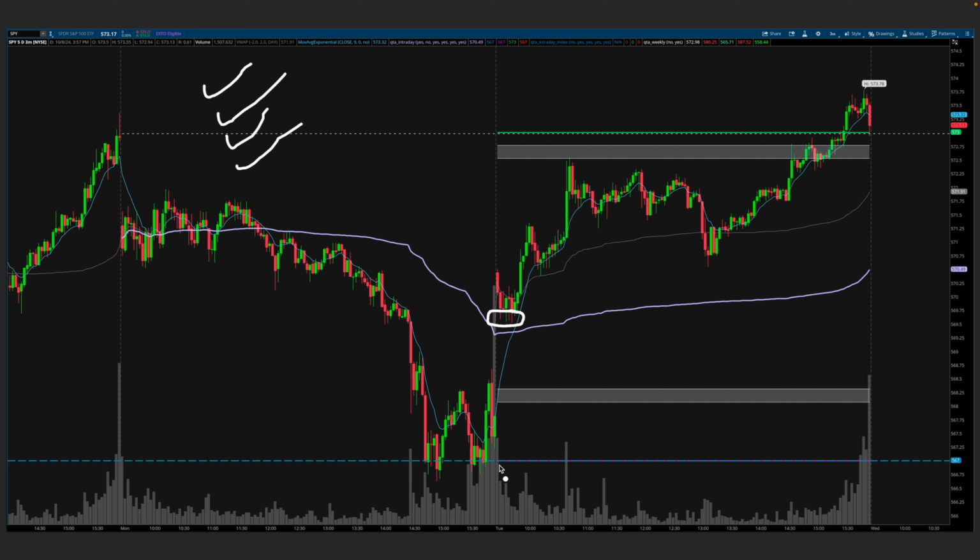What do we have with volume? Volume decreases during the consolidation. That is what you want to see. Then what happens when price finally breaks out? Do we see an increase in volume? Yes, we do. So this is 1, 2, 3, 4, 5, 6 characteristics of what we can anticipate with price action.